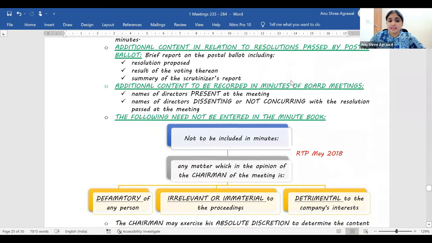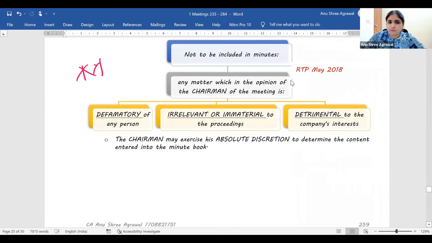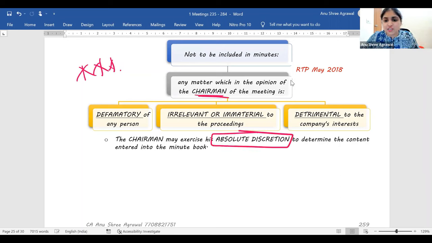Okay, then listen, this is the most important part of the minutes discussion, guys. Who has the final decision-making authority that what will enter the minutes and what will not enter the minutes? Only the chairperson. The chairperson of the meeting, he has the absolute discretion. Key word, guys, you can't lose this word. He has absolute discretion. He is the one who will decide what will enter the minutes and what will not. No doubt, minutes are a fair and correct summary of what has happened in the meeting.